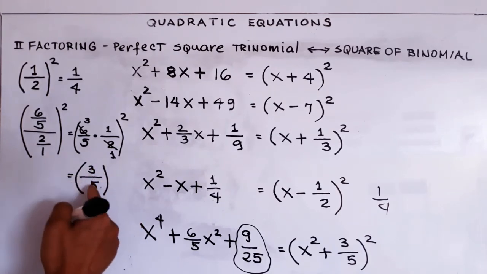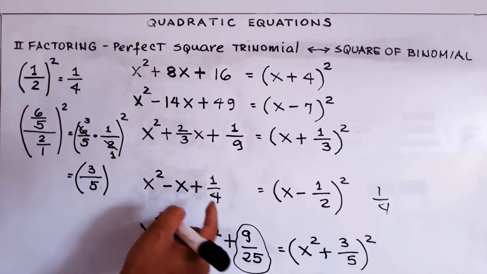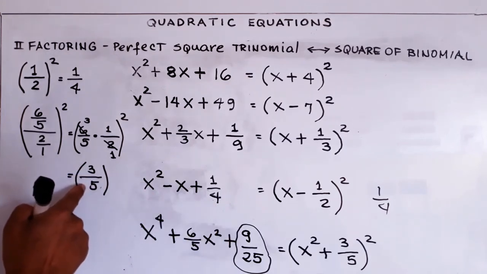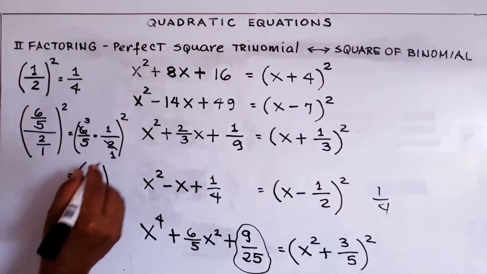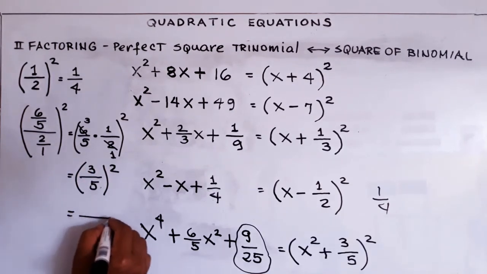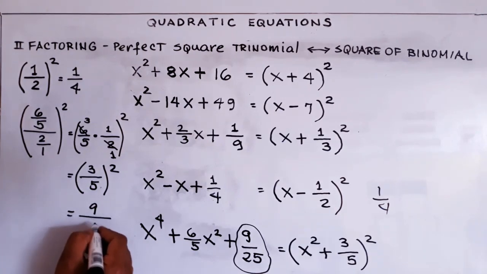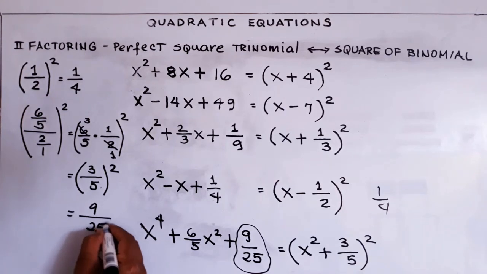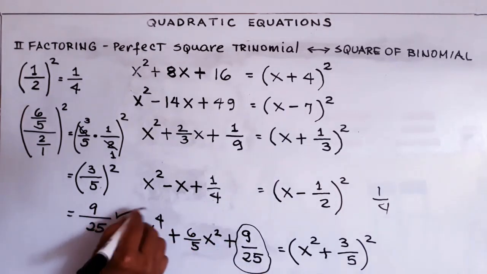Now, if you put the 3 over 5 there, you will have a problem of taking the square root of 3 and the square root of 5. There's no exact square root of 3, and 5 is not a perfect square. So you know that you have forgotten to square it. Now we square: 3 times 3 is 9. We have a square root for 9, yes. 5 times 5 is 25. So that's correct. Yes, it's 9 over 25.